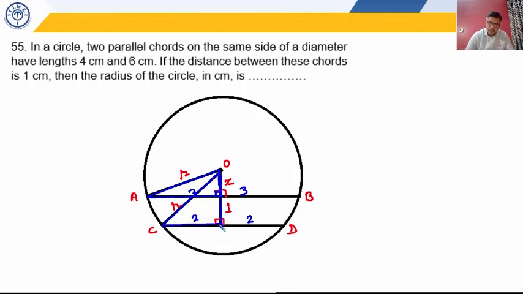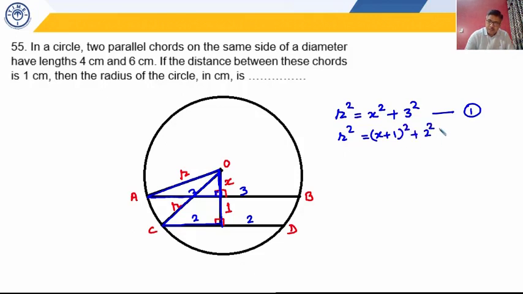We can use Pythagoras theorem. Can I say R square is x square plus 3 square is equation number 1. Now the second equation is R square is x plus 1 square plus 2 square. This is equation number 2.